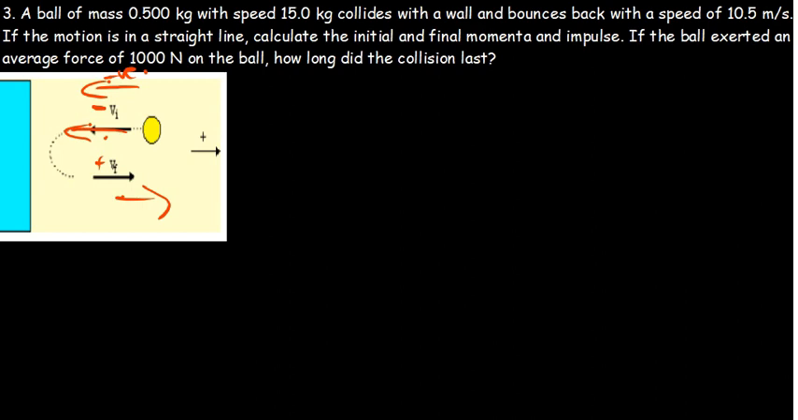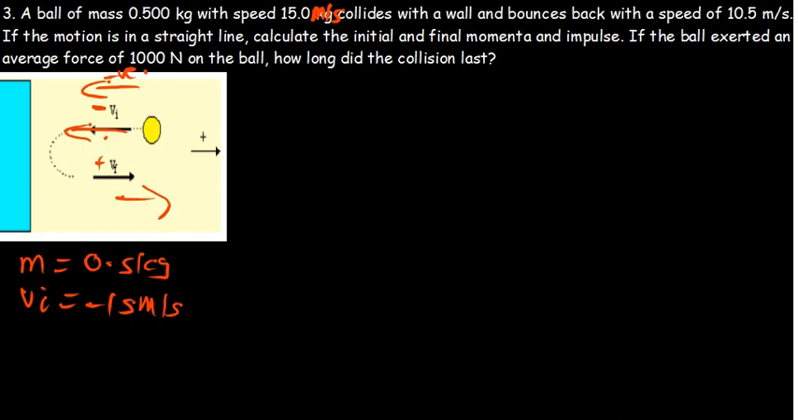So let's have our data. I can clearly see that we have the mass of the ball, which is 0.5 kg. The question says a ball of mass with the speed of 15, which is supposed to be meters per second and not kg. So that is our initial speed. Since it is going in the opposite direction, we say it's negative 15 meters per second.